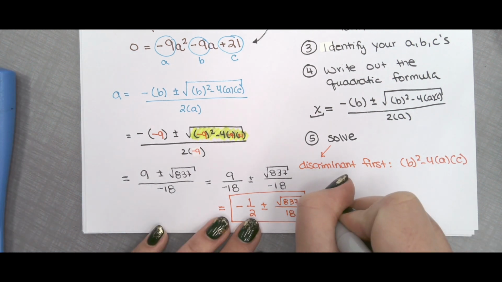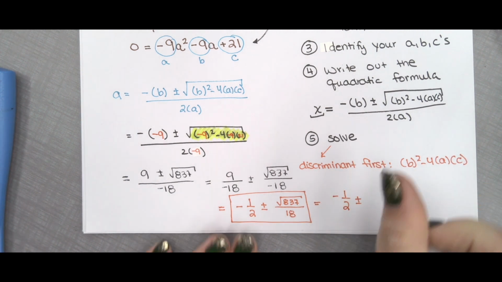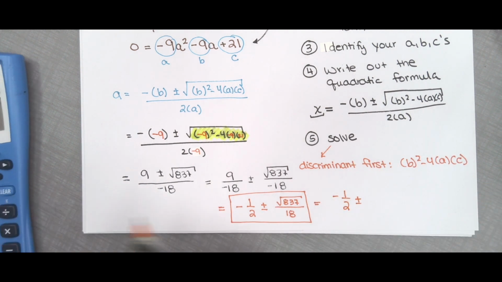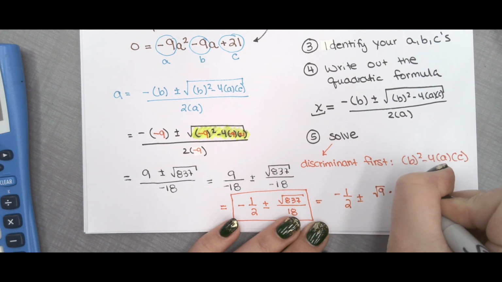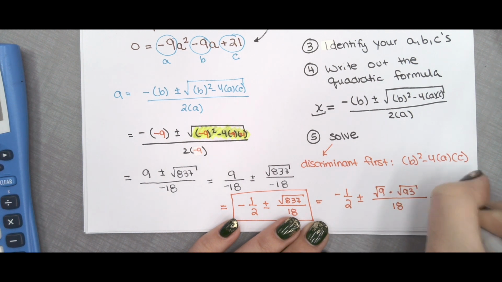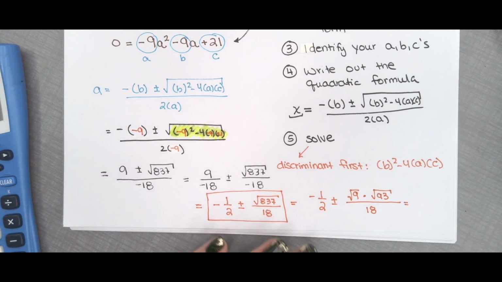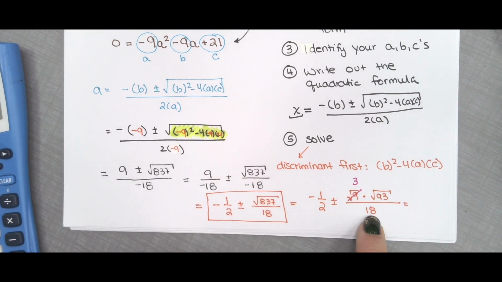So then let's simplify. We got negative 1/2 plus or minus. And it was 9, correct? Square root of 9 times square root of 93. Is that correct? This is the square root of 9. What's the square root of 9? 3. Good. But what's 3 divided by 18?